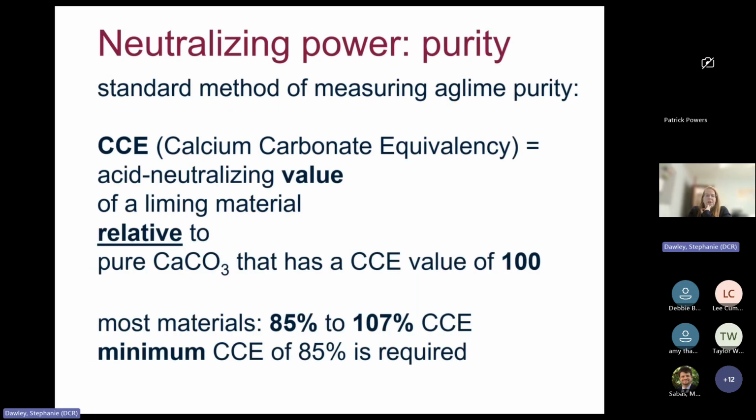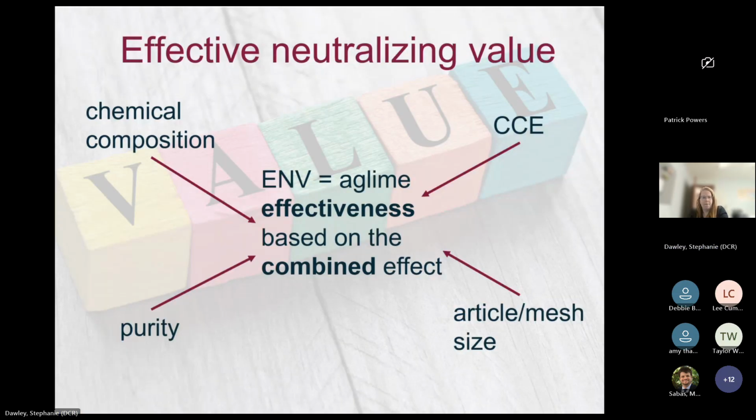So the CCE is the acid neutralizing value of a lime material relative to pure calcium carbonate. That's your 100. Most materials are between 85 to 107, but you can see a variance. Some materials are much greater. So there's a couple of different things that go into the effectiveness of this. You're going to look at your CCE, your particle or mesh size, the purity, and the chemical composition, which makes up the ag lime effectiveness.